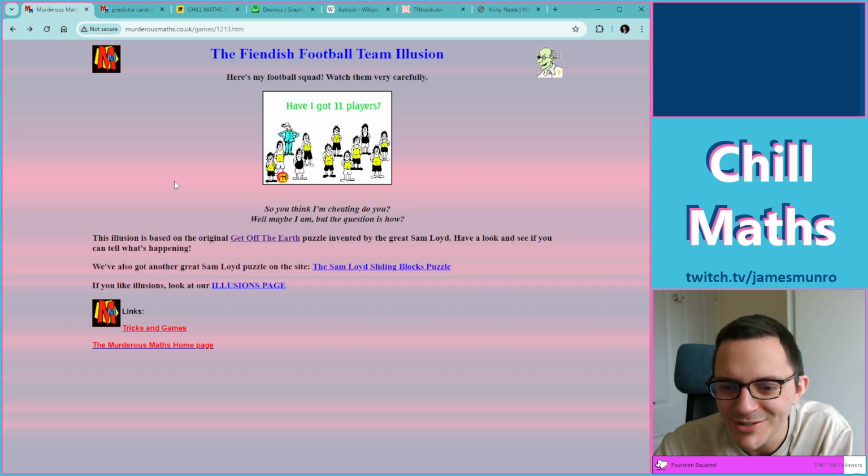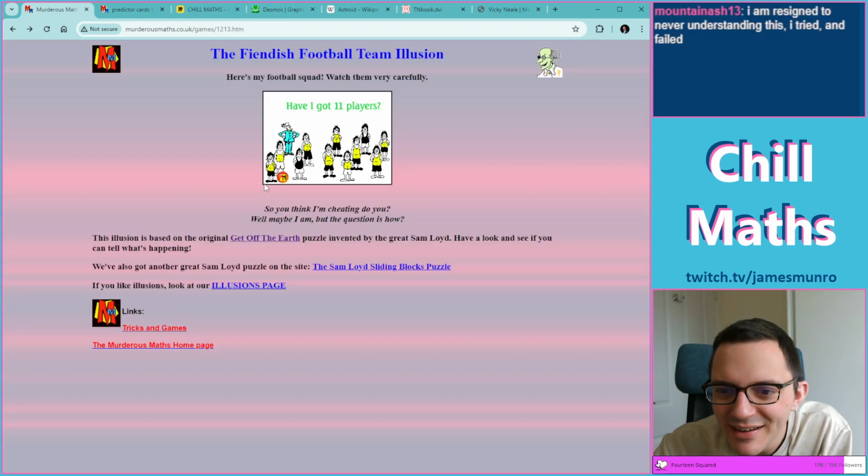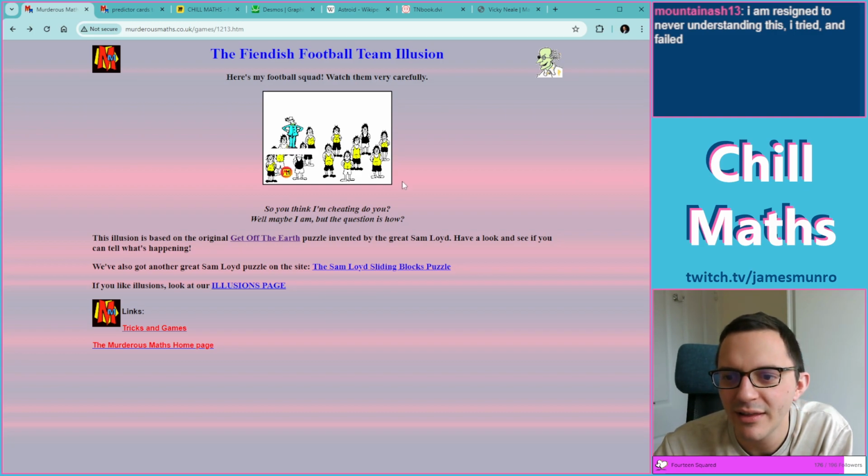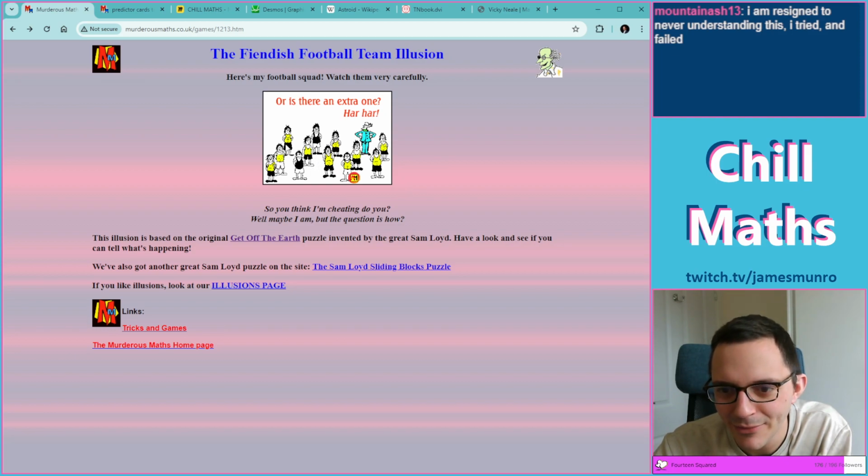I sort of want a version that's not animated, but hey. So here's a football team with 11 people on it, and then, oh my goodness, they've slightly permuted, and there are now 3, 4, 5, 6, 7, 8, 9, 10, 12 of them. Wow.